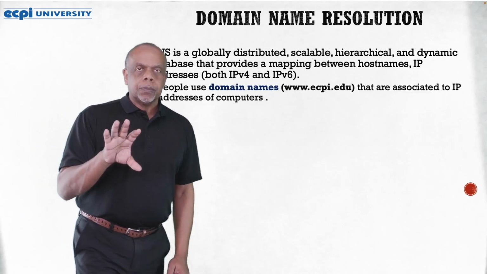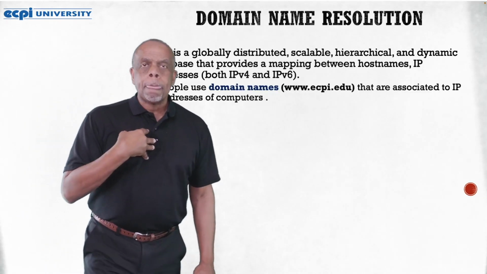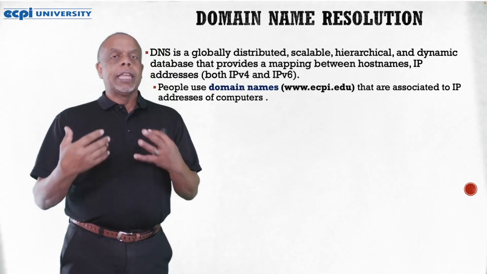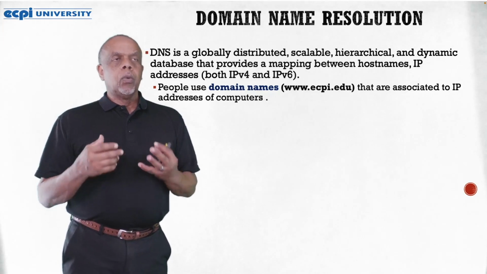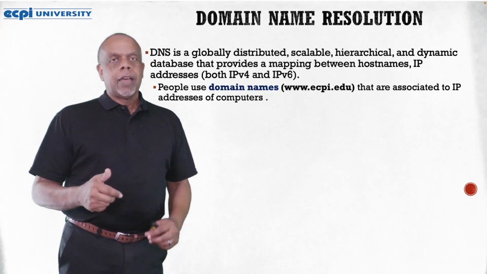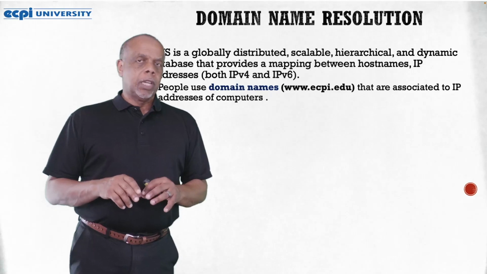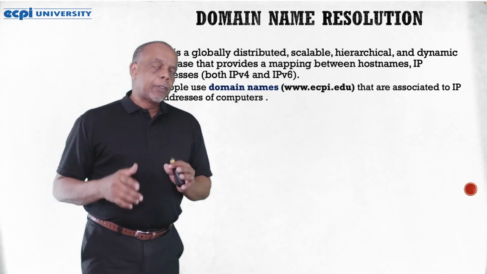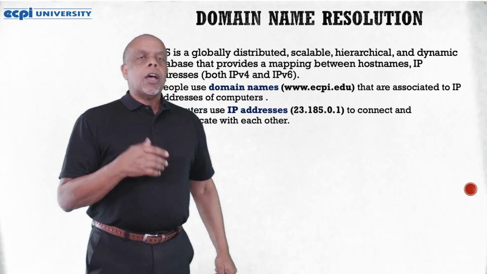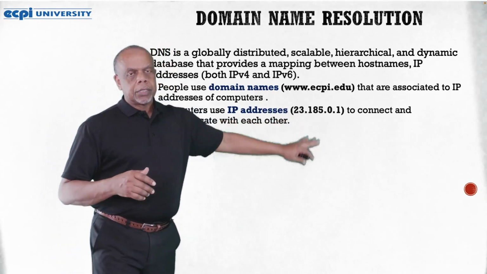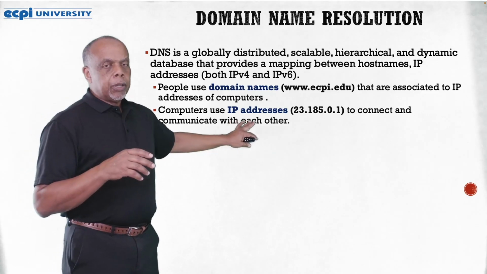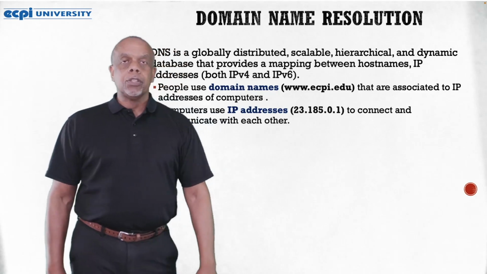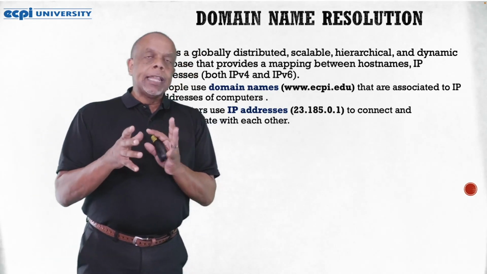All right, so here's the issue. We as humans, when we're interfacing with computers or with the internet, we don't like IP addresses. We want to use domain names. For instance, if I want to go to ECPI, I just want to type in www.ecpi.com and go there. Well, that's great for us humans. However, computers deal in the world of IP addresses. In order for your computer to actually connect to ecpi.com, it has to know what the IP address is. So that is the conundrum.